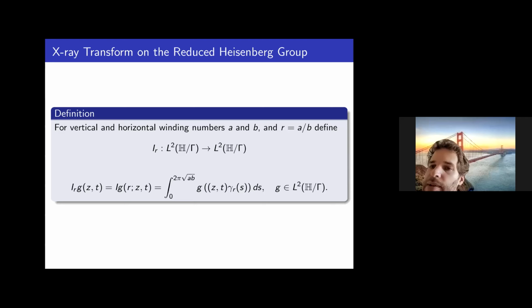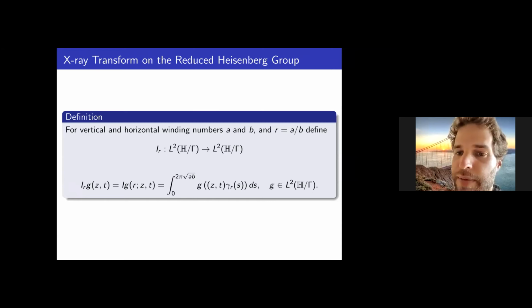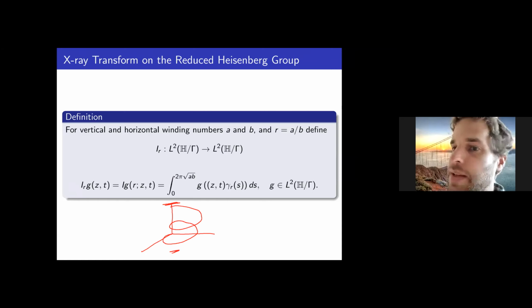We can do the same thing on the reduced Heisenberg group. Let's say we're on the reduced Heisenberg group. Here we're identifying here and here. And if I have some geodesic that winds a certain number of times like this, I might say that this geodesic has a horizontal winding number A of 2 and a vertical winding number B of 1.